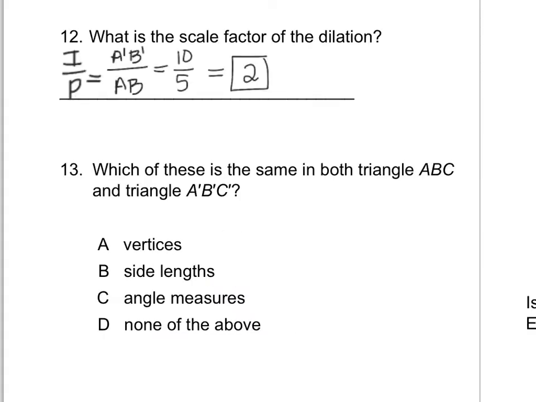Number 13. Which of these is the same in both triangle A, B, C, and triangle A prime, B prime, C prime? The vertices are the points on the ends. You can see if you go back and look at the picture that they're not in the same spot. So the answer to this is no. These are not the same. The side lengths. This is a dilation, which means it changed size. So the side lengths are no longer going to be the same. So the answer to this problem is a no.